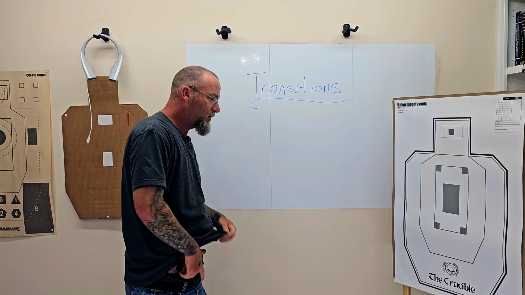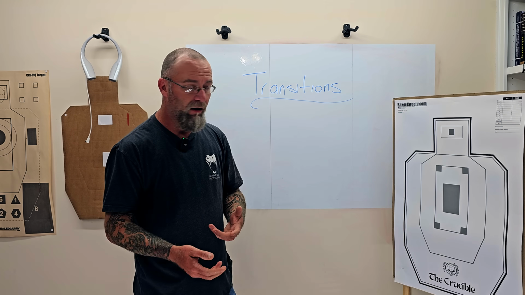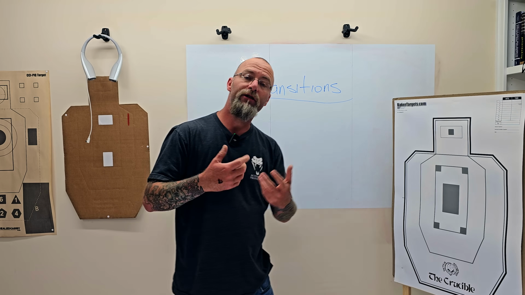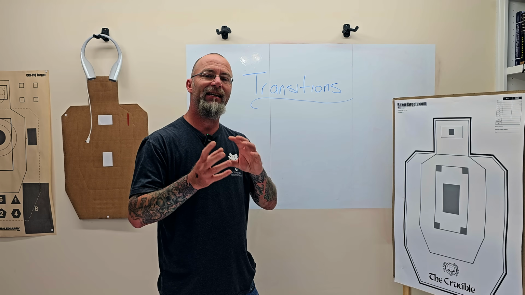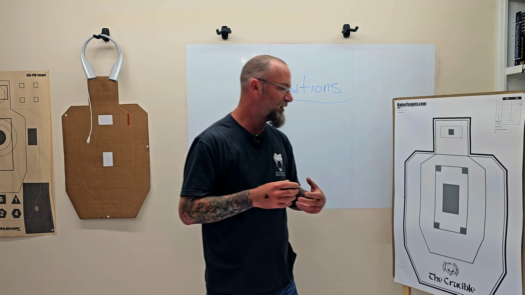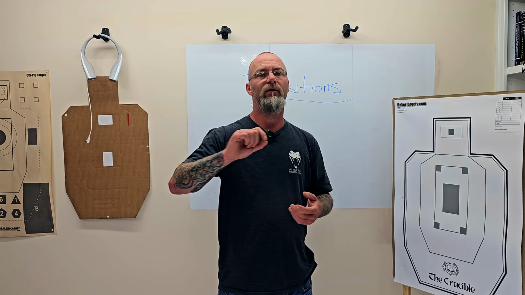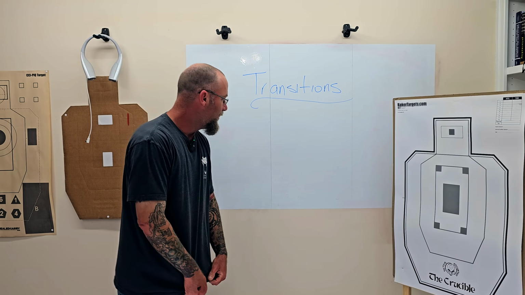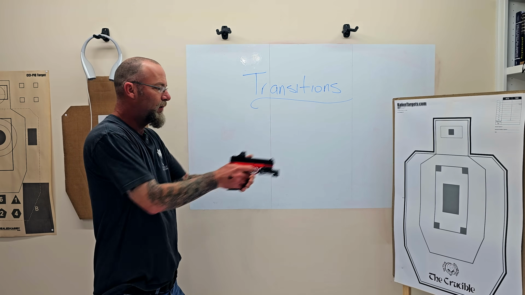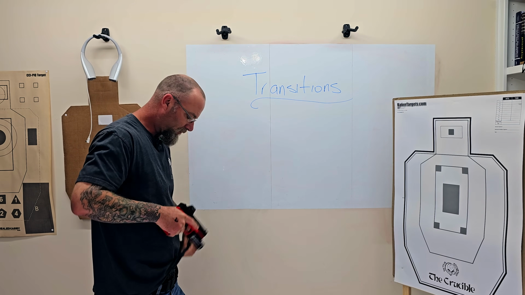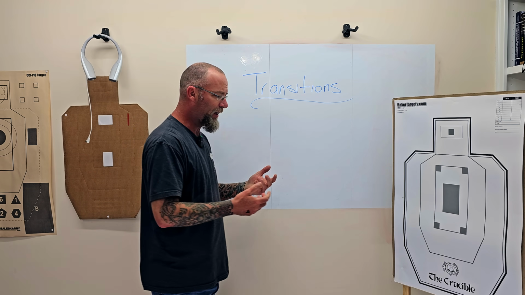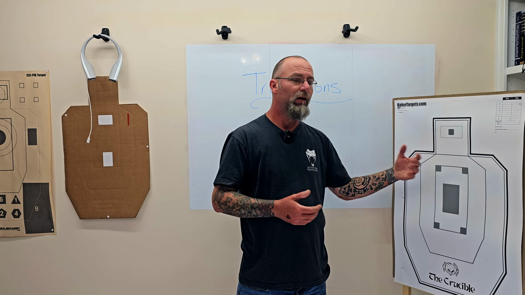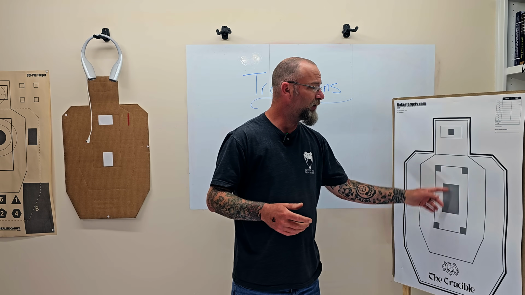Or a drill that you see used quite often, at least to introduce the beginning concepts of transitions, is the Mozambique or the failure to stop. And that would be two to the body, one to the head. Something that looks much like this. Boom, boom, boom. What's interesting about that is there's a big piece of allowing yourself to follow the action of the gun to make that happen.